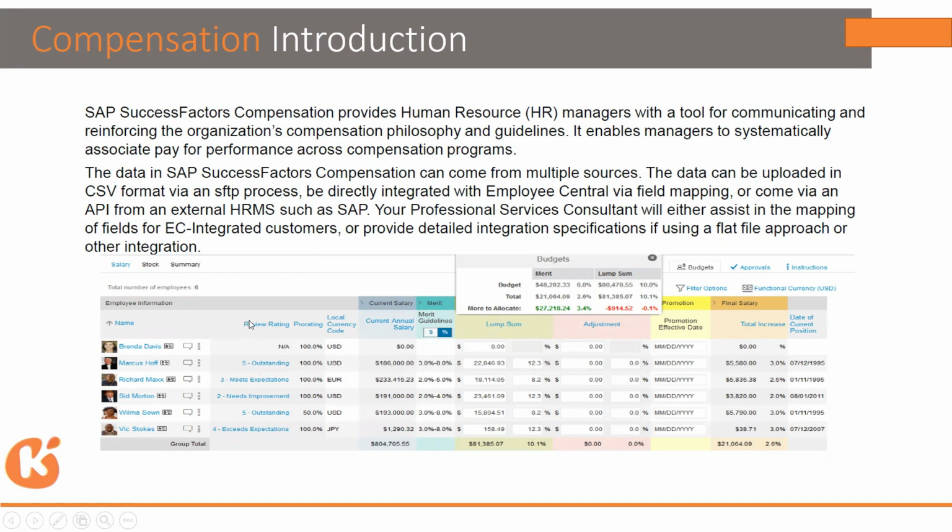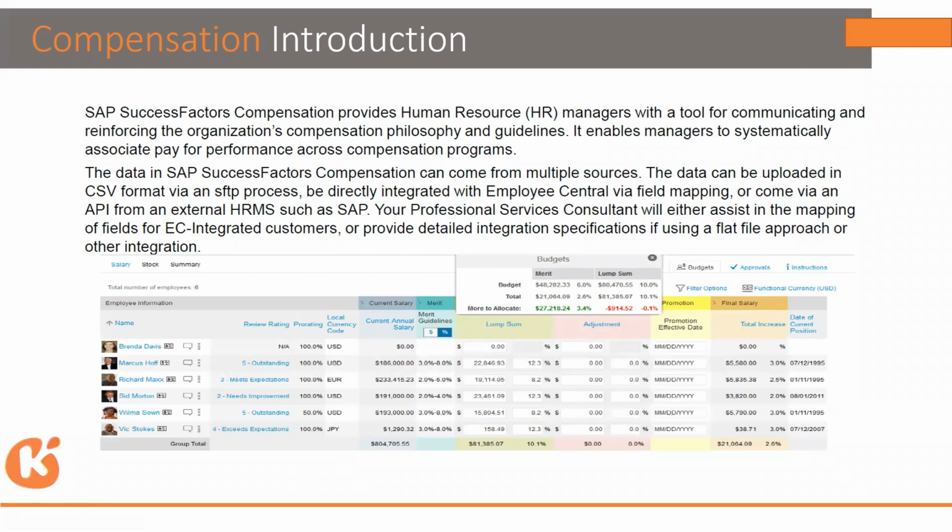Then in another section you can see there is a review rating coming, right? This review rating is actually coming from your performance management. So here you can see your performance management and all these ratings which have been given to an employee in performance. Now based on this rating, you can also see there are certain columns like current salary, merit, promotion, final salary, lump sum and adjustment also coming here, right?